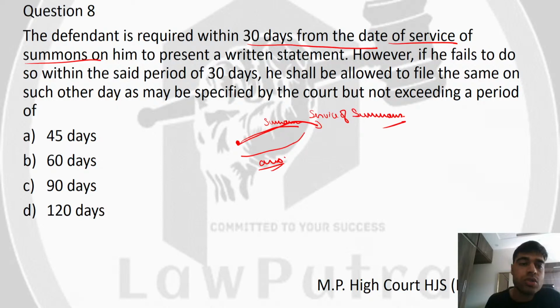However, if he fails to do so within the set period of 30 days, he shall be allowed to file the same on such other day as may be specified by the court, but not exceeding a period of 40, 60, 90, 120 days. So 30 days are given statutorily by CPC to file the written statement. But what if he is not able to file it within those 30 days? Then how much extra time can that person be given?